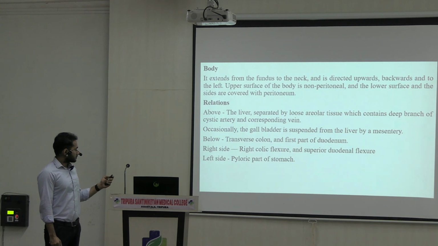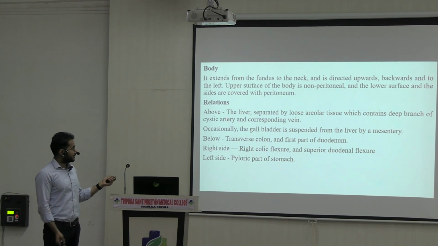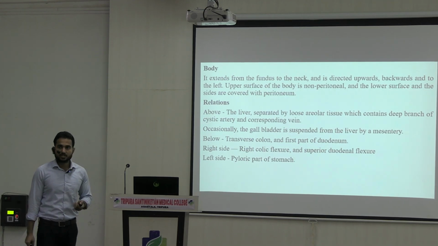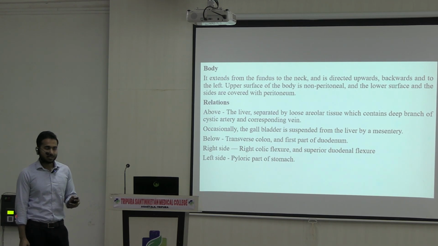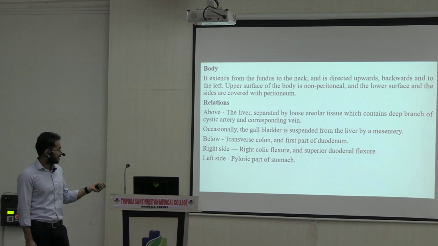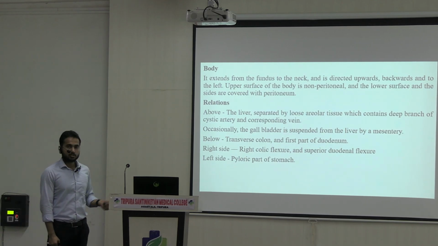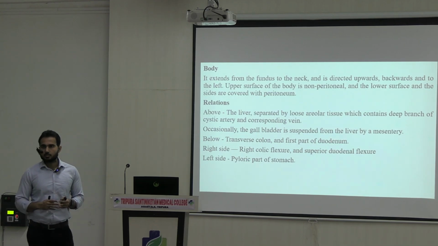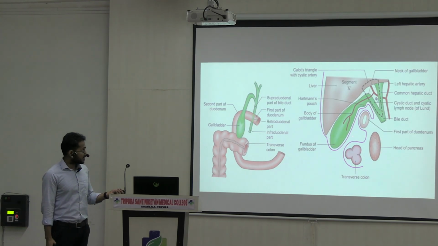Now, relations. Above, as I said, the liver is there, separated by loose areolar tissue. Occasionally the gallbladder is suspended from the liver by a mesentery, occasionally, not all the time. Below are the transverse colon and the first part of the duodenum. On the right side is the right colic flexure, and on the left side the pylorus of the stomach is present. So these are the various structures situated around the body of the gallbladder, as you can see in this diagram.